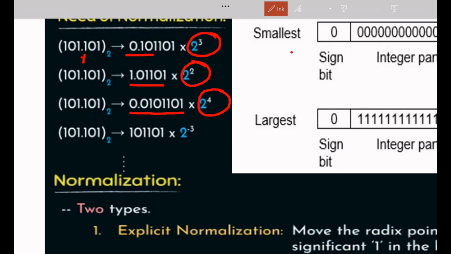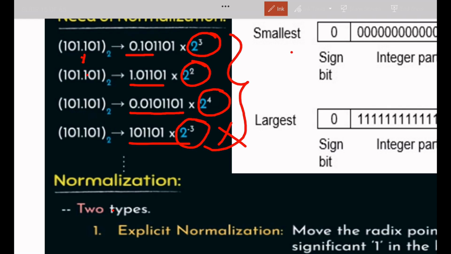Suppose a person is removing the dots, in this condition your exponent is 2 to the power minus 3. If the fixed point moves to the right side, the power will decrease. If it goes to the left side, the power will increase. So now there is no standard form; a person can write in different forms, meaning there are infinite ways to represent a number. So this is wrong.